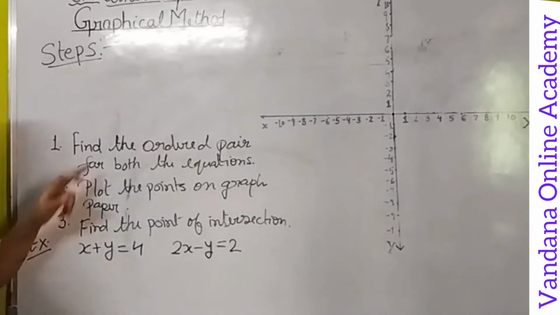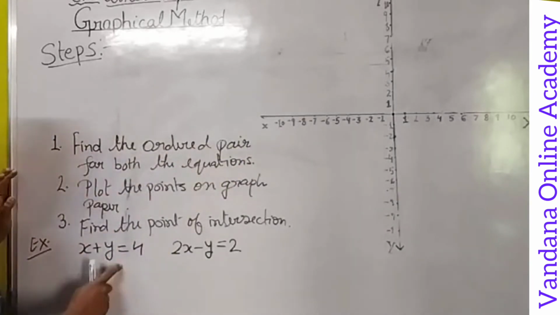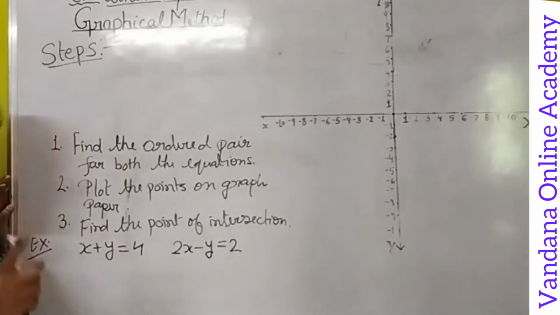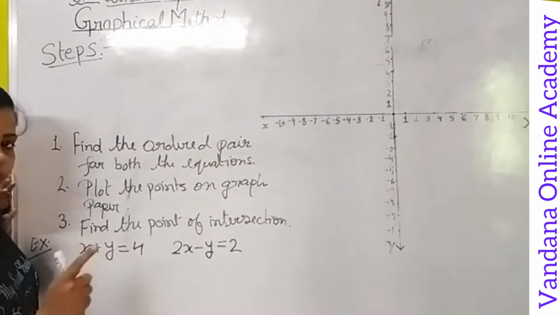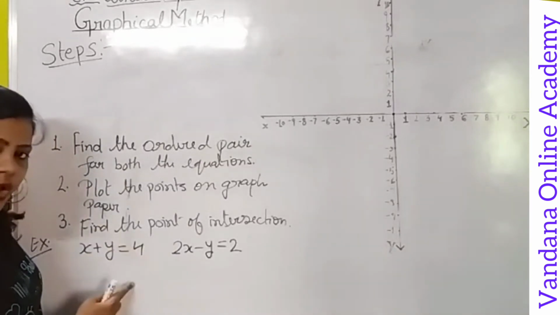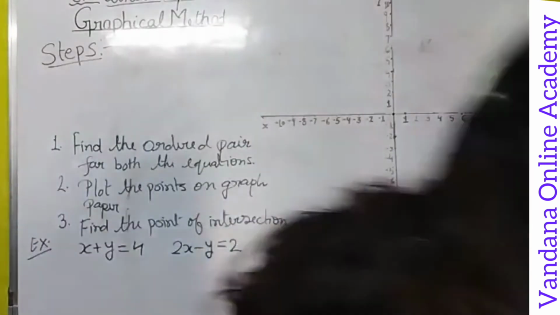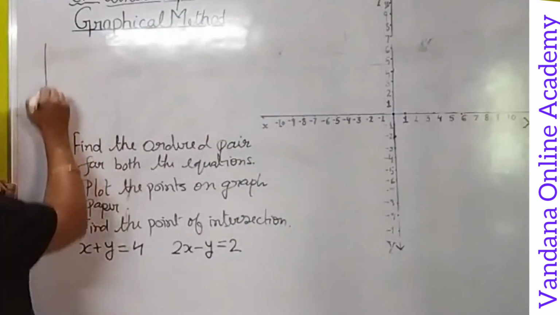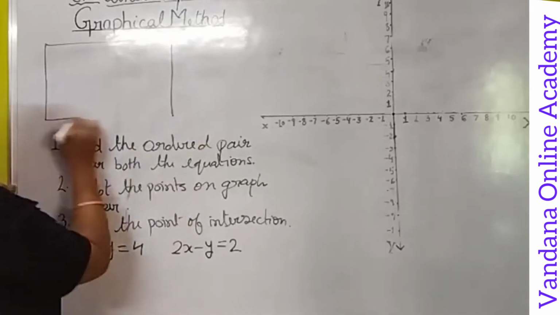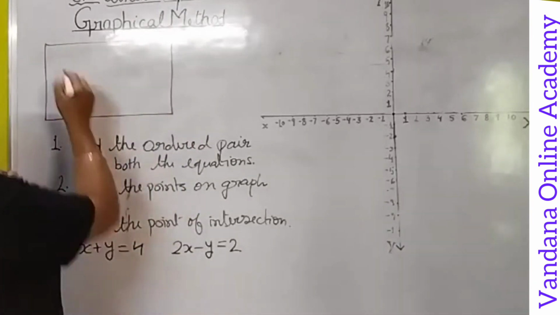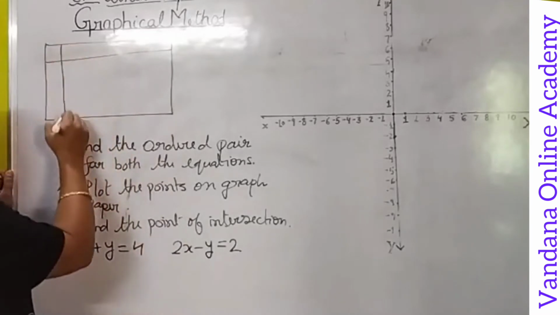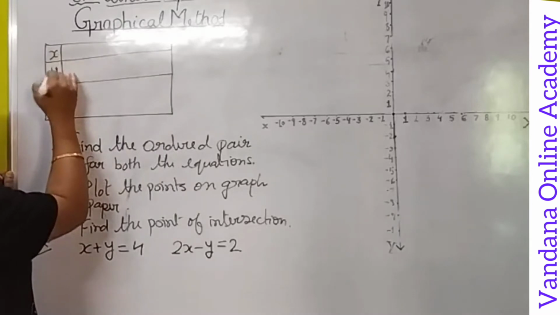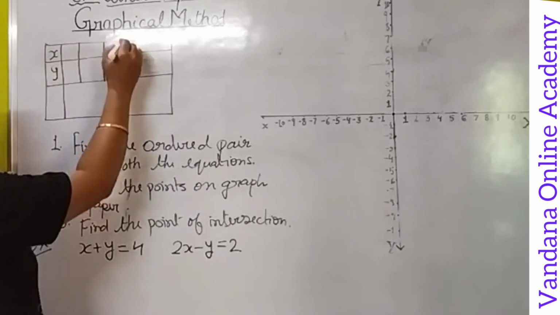Okay. So first step, we need to find the ordered pair. So for this equation, how we are going to find the ordered pair? For finding any ordered pair, we have to put the value of x to find the values of y. How? So for that, we are going to make a table like this. See, I am making this table. So you have to always make a table where you are writing like this. Just look at the board. x, y.